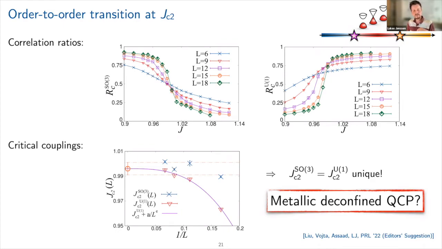However, in difference to previous deconfined QCPs, this is really a deconfined QCP where metallic degrees of freedom still play a role at low energy, because this is really a semi-metallic phase. It's kind of a metallic deconfined quantum critical point.